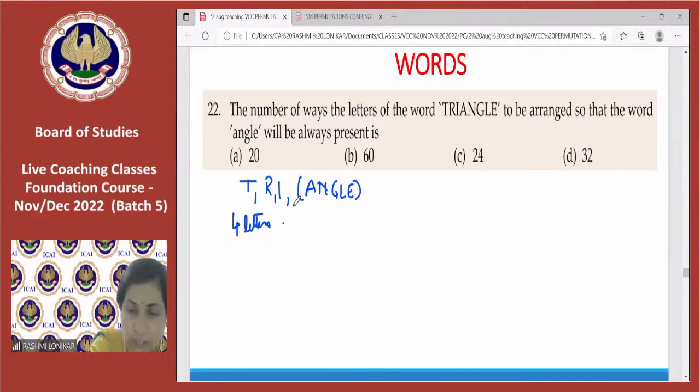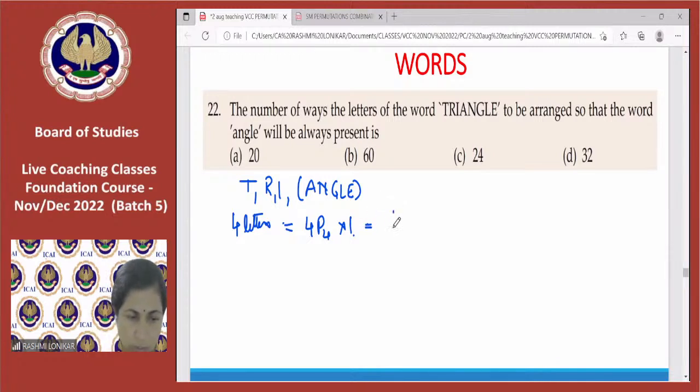The number of ways in which you can arrange 4 letters into words will be equal to how much? 4 letters is 4P4, into what about arranging the letters within ANGLE? The word ANGLE will always be present, so I have this, and this is always going to be together. So 1, 2, 3, 4.